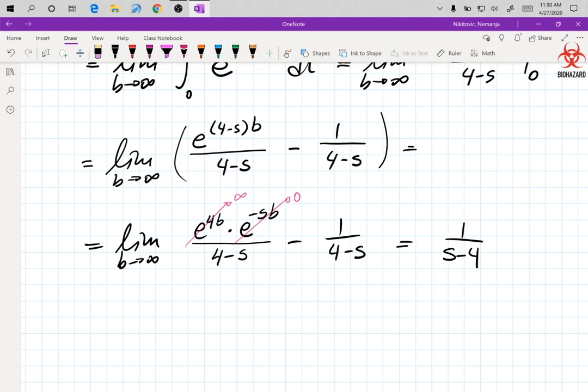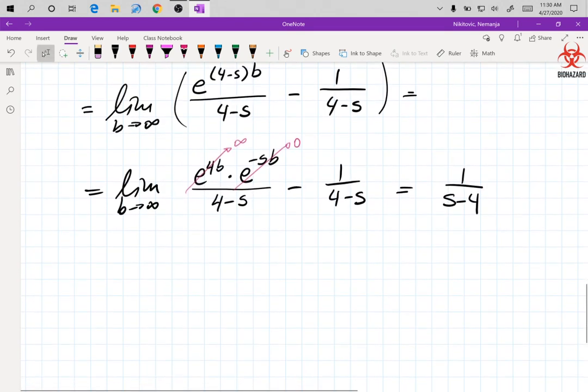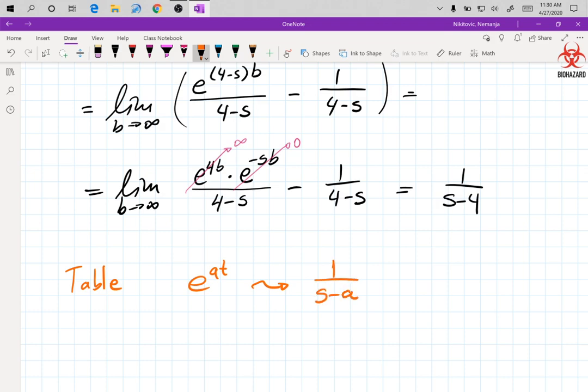Now let me see, if you go here and you take a look at the transformation. I went to the book, the front page, and took from the table that e to the at transforms into 1 over s minus a. Now, what was my problem? My problem was e to the 4t. That transforms, because a is 4, obviously, into 1 over s minus 4.